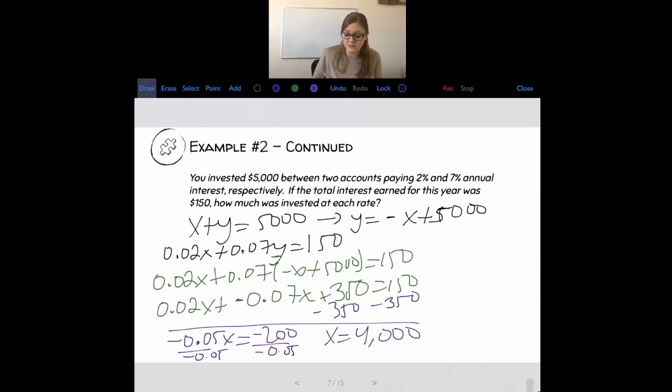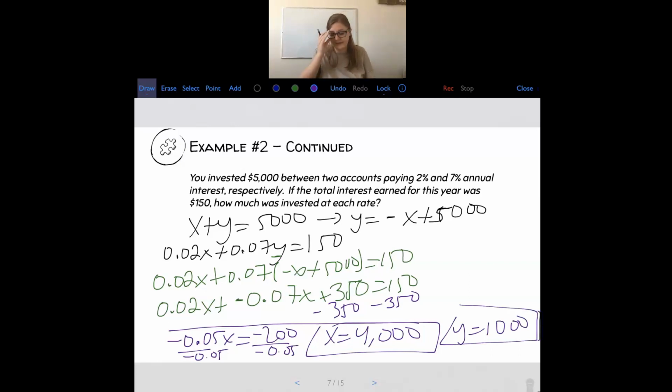And we could substitute that into either equation to find y, or remember that we invested 5,000 in total. If one amount is 4,000, then that means the other amount has to be 1,000. Okay, so this is saying that we invested $4,000 at 2% and $1,000 at 7%.